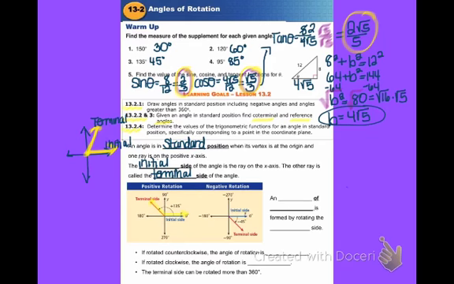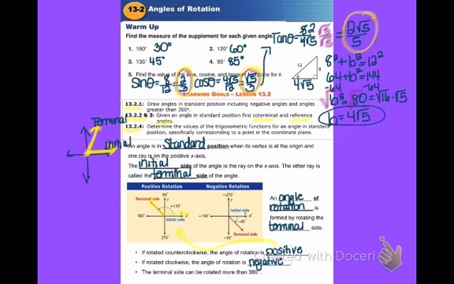So these angles are actually formed by rotating the terminal side. If that terminal side is rotated counterclockwise, then the angle of rotation is said to be positive. Here's an example of a positive angle of rotation, because the initial side starts on the x-axis and the terminal side is then rotated in a counterclockwise direction. So that would be a positive angle of rotation. If that terminal side is rotated clockwise instead, then the angle of rotation is said to be negative.